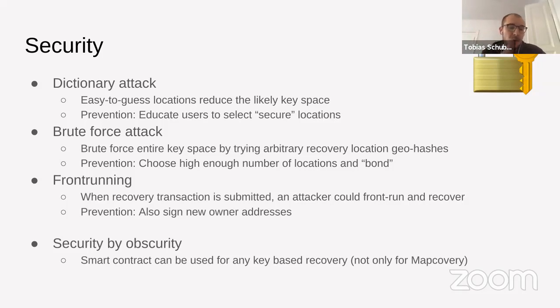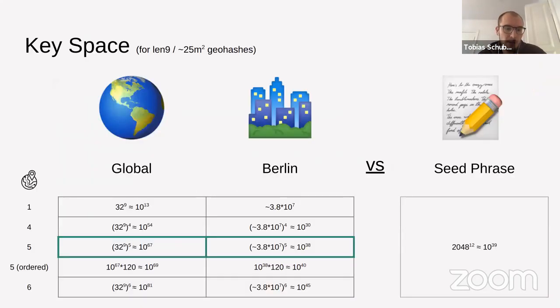It could be via 5 locations. It could also be something different. Next slide. Also, just to set this into context from seed phrases: with seed phrases, there's 12 words, and for each word, there's just about 2,000 options, which leads to about 10 to the power of 39 possibilities.